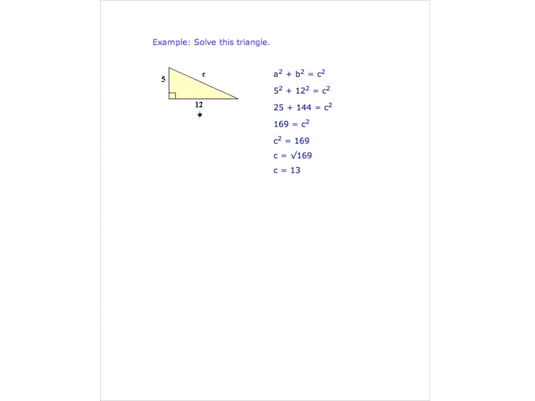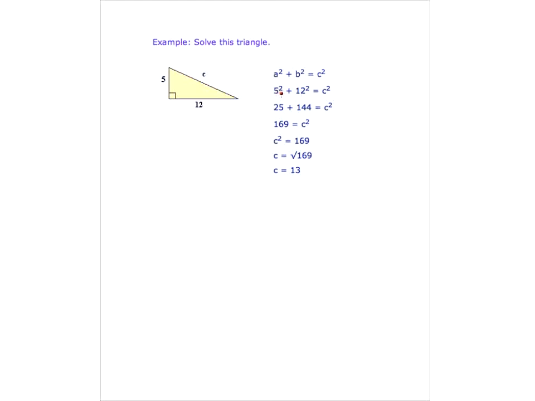Here's a problem where we have a missing hypotenuse. The longest side is missing, and we're calling the longest side c. We don't have to, but if we always do it that way, it makes it easier. Our basic formula is a squared plus b squared equals c squared. We don't know what c squared is, but we know the sides are 5 and 12, so it's going to be 5 squared plus 12 squared.